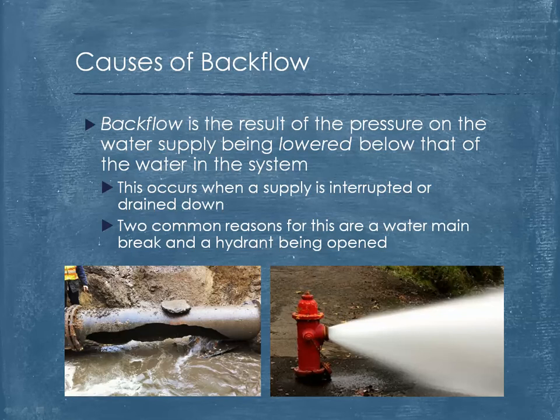So what can cause the water to flow the wrong way? Well, because a water supply system is under pressure, any disruption of the system can change the pressure. When the pressure outside the restaurant is lowered below the pressure inside, the water can flow backwards. Two examples that should help you understand this are shown here.